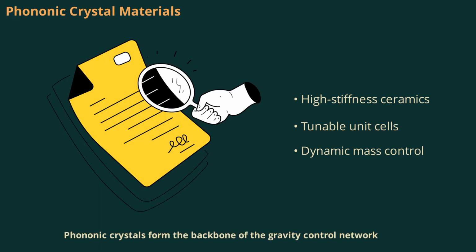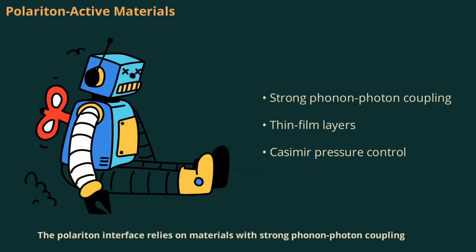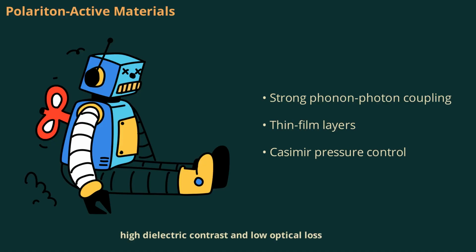Phononic crystals form the backbone of the gravity control network. These materials are composed of high-stiffness ceramics, ultra-low-density aerogels, and gradient-density composites. Their unit cells can be dynamically tuned through piezoelectric, magnetostrictive, thermal, or electrostatic means, allowing for real-time control of effective mass and curvature. The Polariton interface relies on materials with strong phonon-photon coupling, high dielectric contrast, and low optical loss.